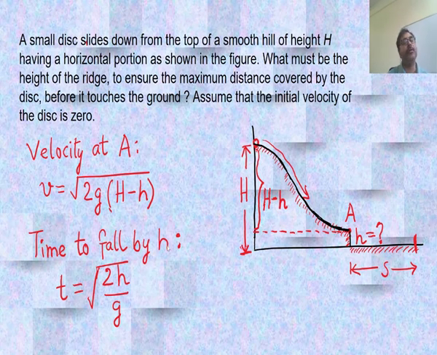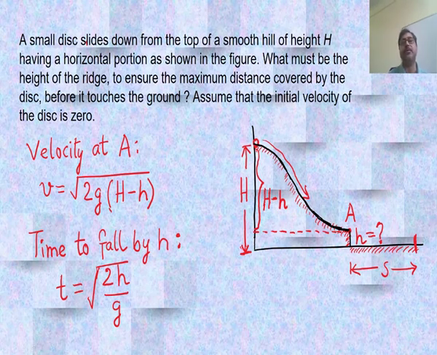Now, how long will the disk take to fall down from the edge of the ridge to the ground? Definitely the disk will not suddenly fall down. There will be a projectile motion. It will fly in air some distance and then it will touch the ground. This time can be understood as root over 2h by g. These are coming from the standard kinematic equation. So now we have the time it takes to touch the ground, and we know the horizontal component of the velocity of the disk.